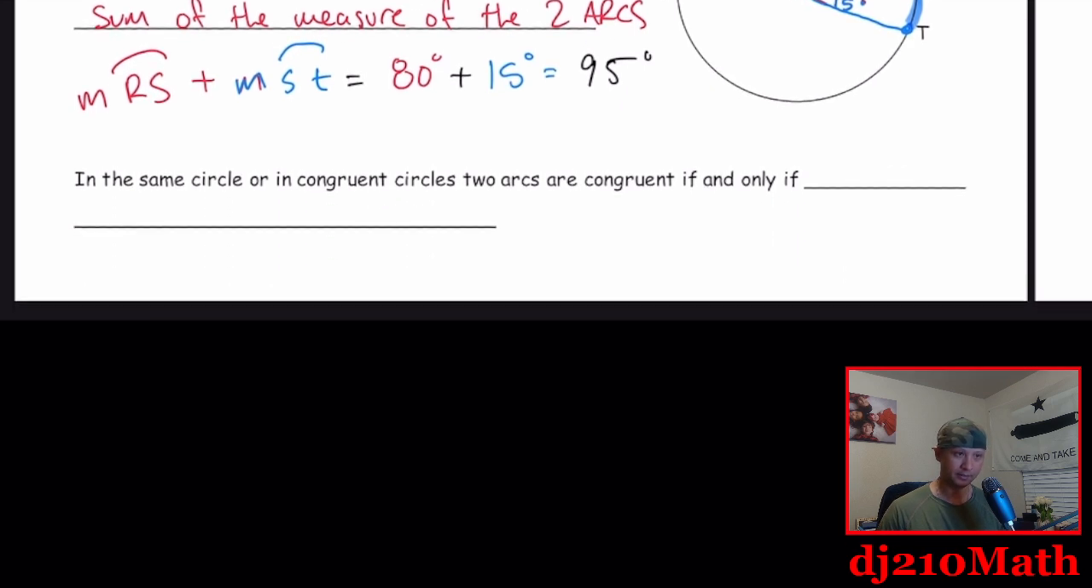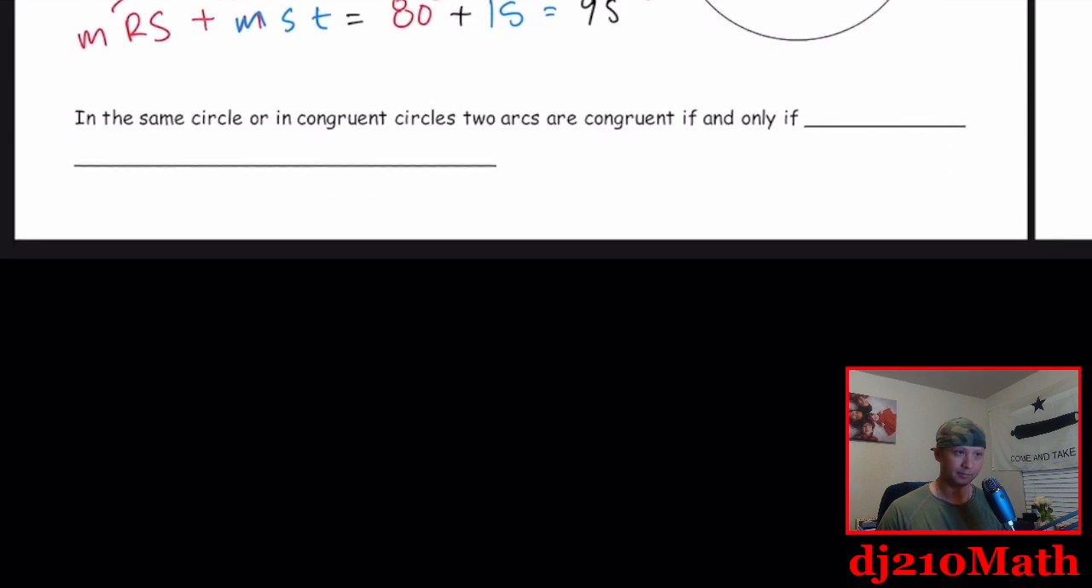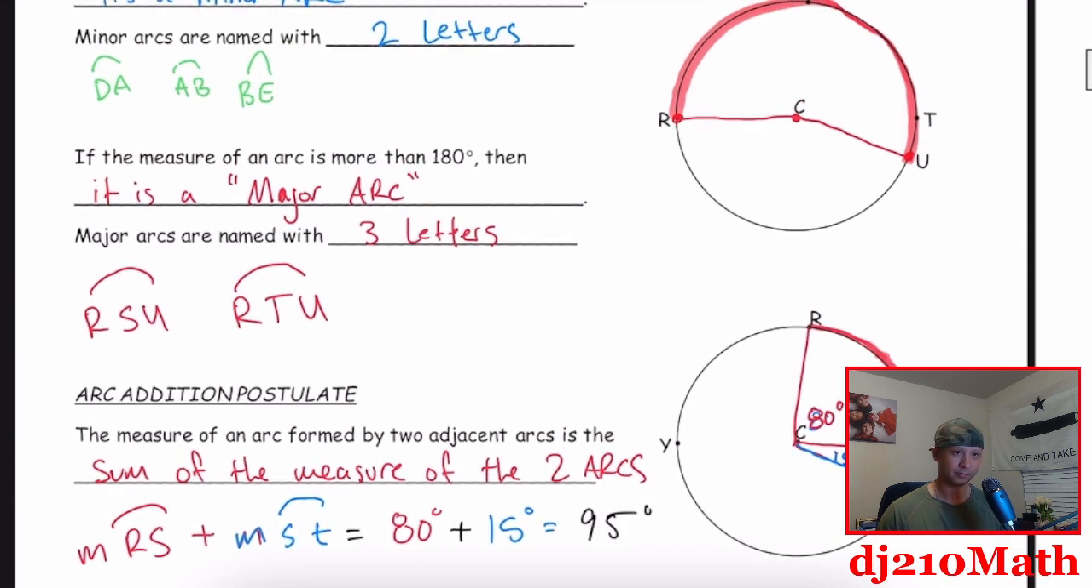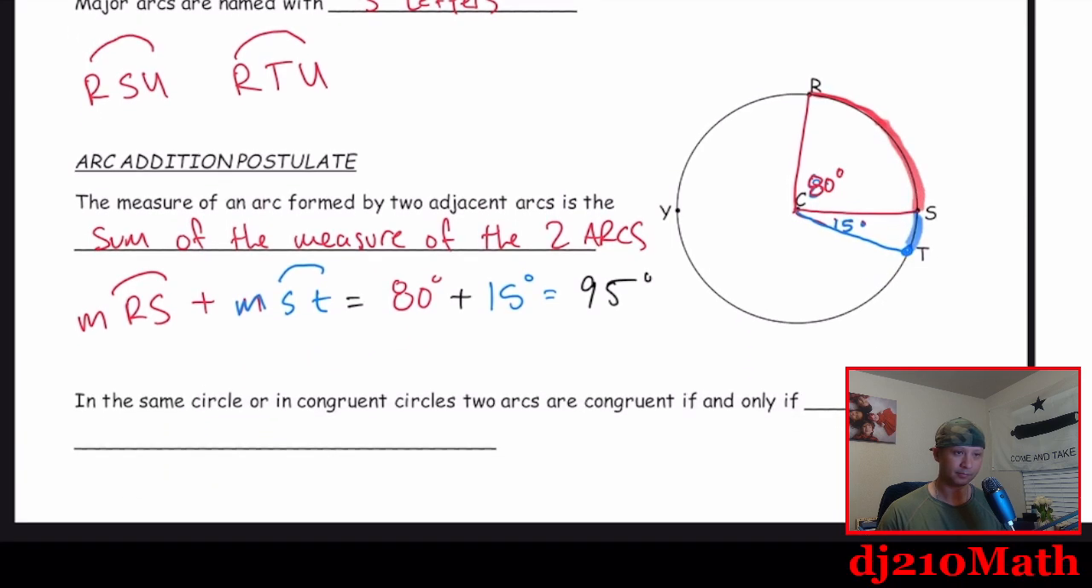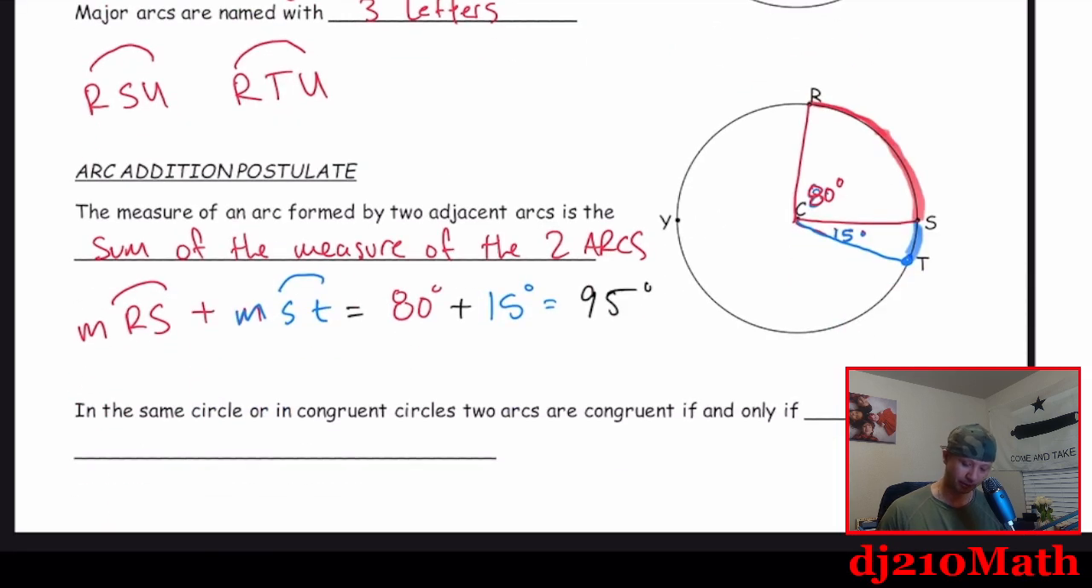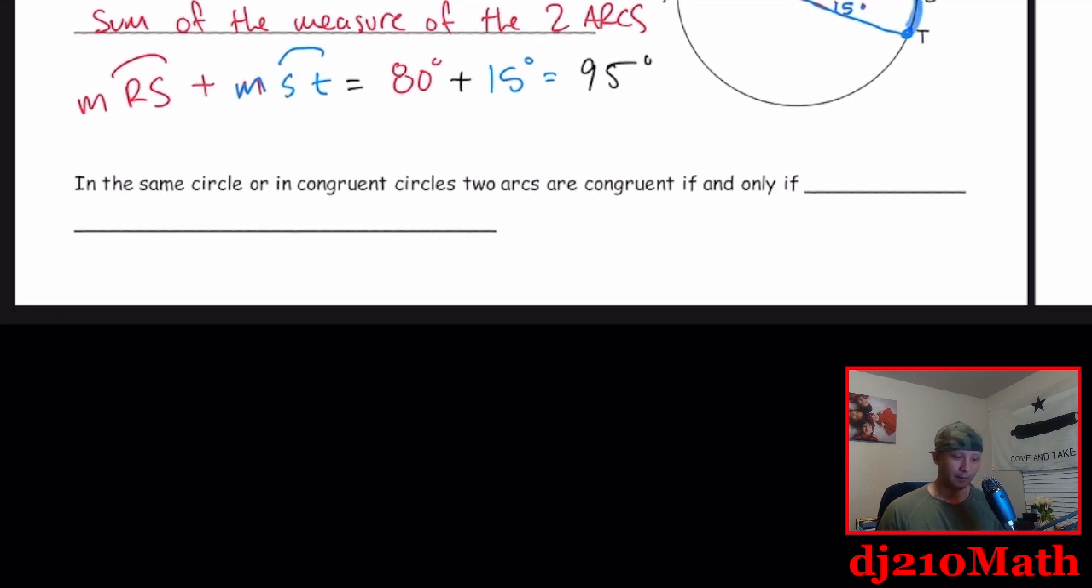Okay, the last one. Yeah, I guess I could have used that in the circle up here. Okay, so I'll just draw it in. So you're gonna have to draw this one in. Okay, so in the same circle or in congruent circles, two arcs are congruent if and only if their central angles are congruent.